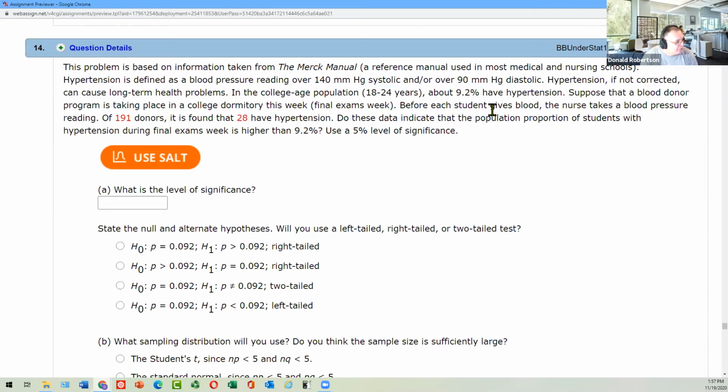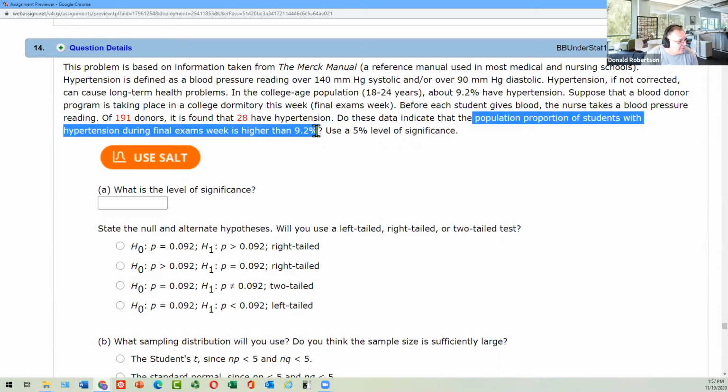Suppose that a blood donor program is taking place in a college dorm during the finals exam week. It's not a good time to do that. Before each student gives blood, they take your blood pressure. And so what they found was 28 out of 191 had hypertension, right? High blood pressure. And we are going to check at the 5% level whether that is significantly higher than 9.2.